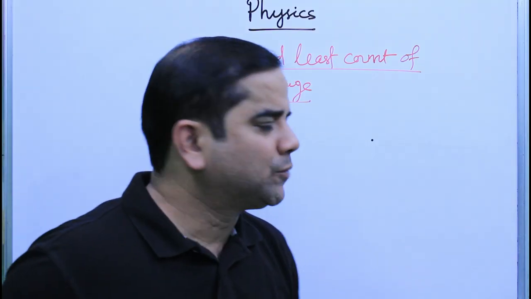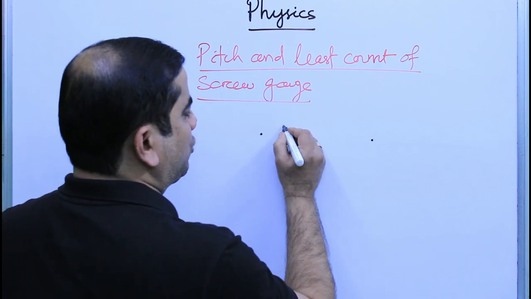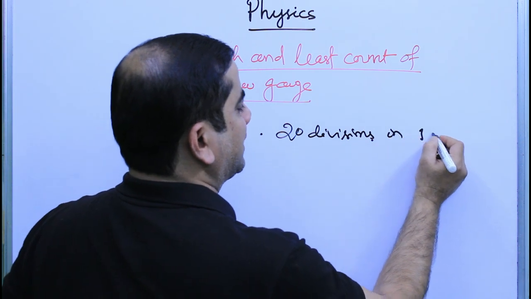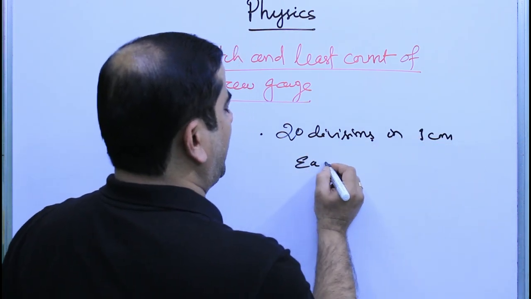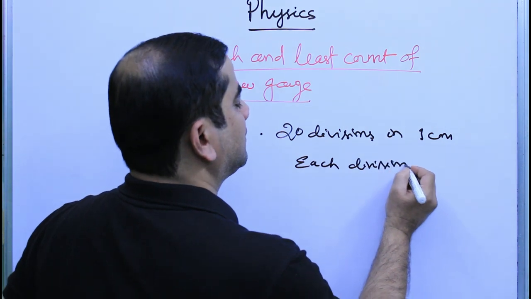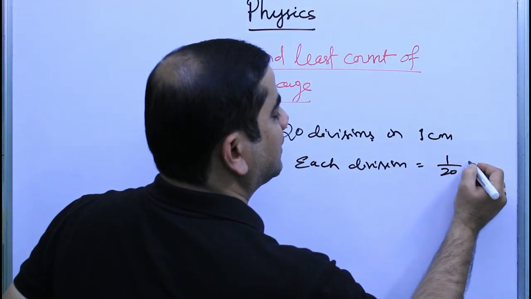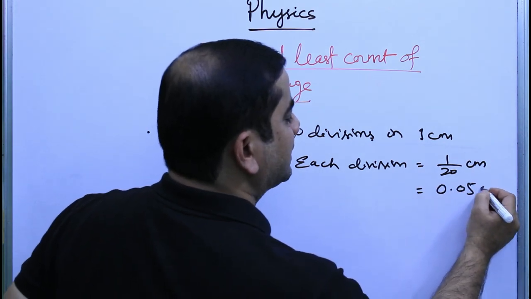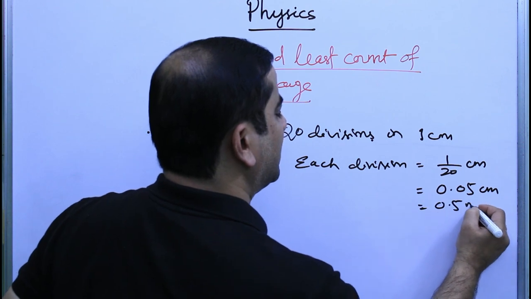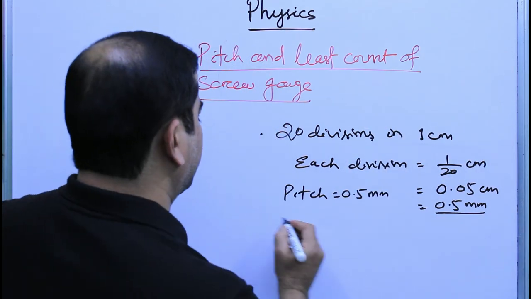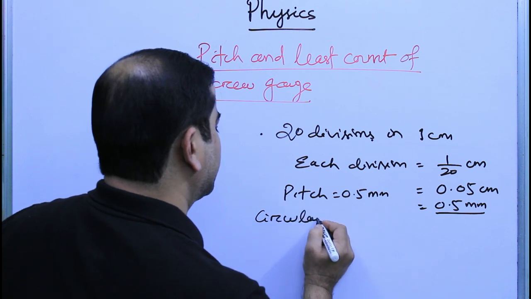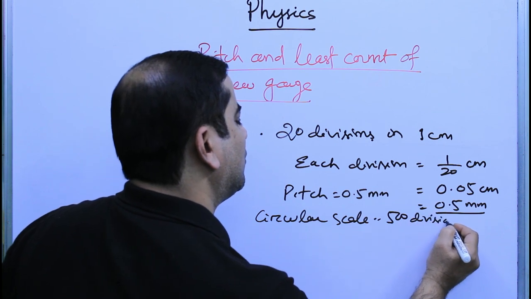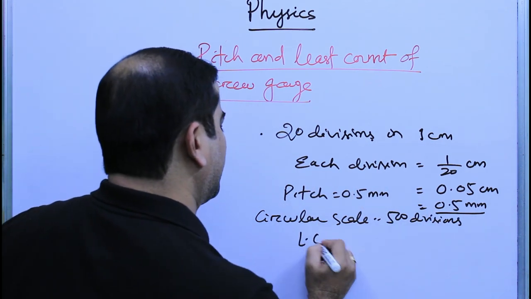Okay, students, suppose a screw gauge is having 20 divisions in 1 centimeter. So each division would be 1 by 20 centimeter, or we can say 0.05 centimeter or 0.5 millimeter. Fine. And if the circular scale is having 500 divisions, okay, so what would be the least count then?